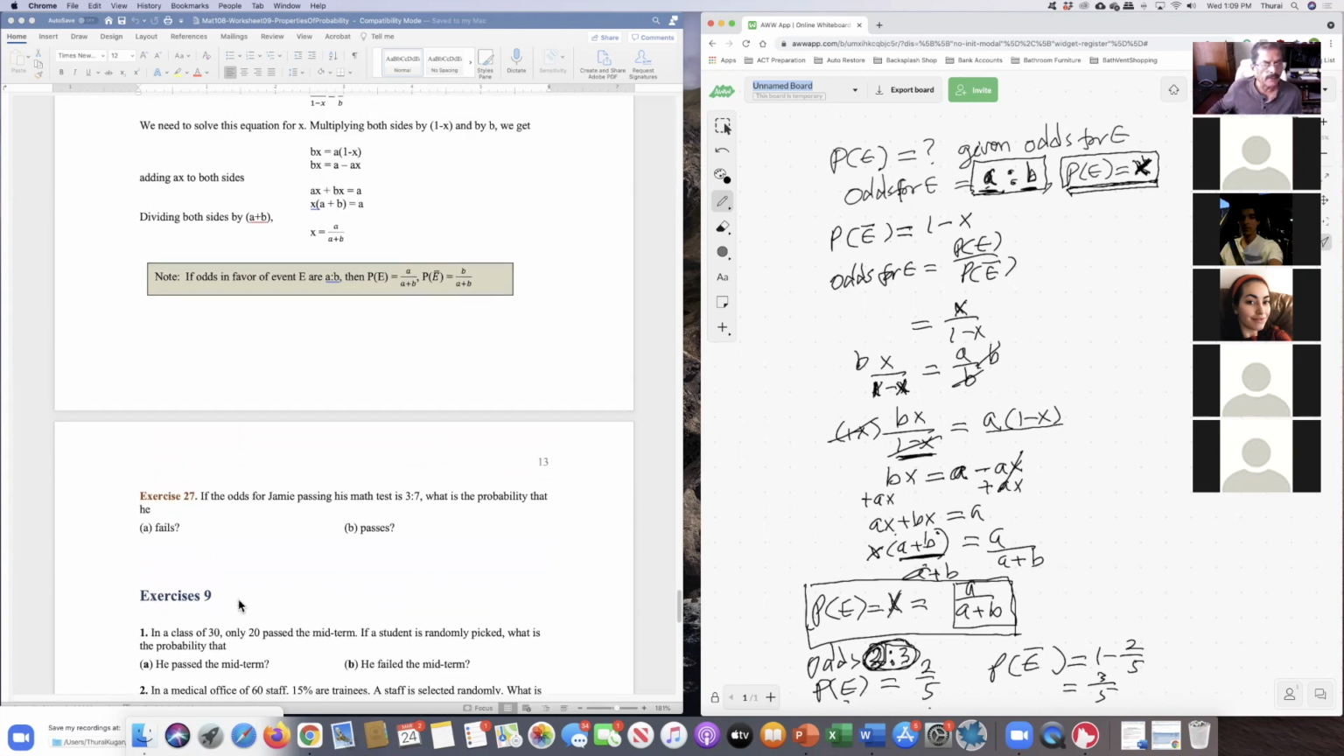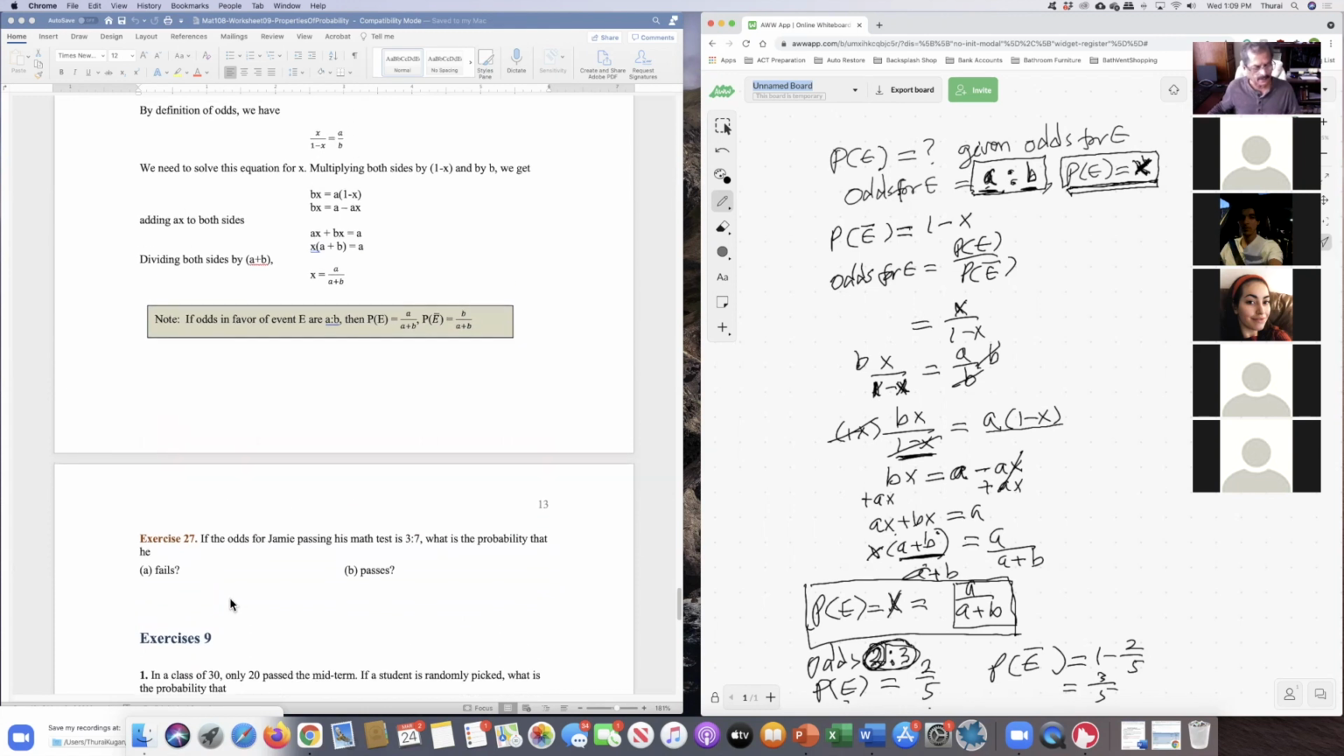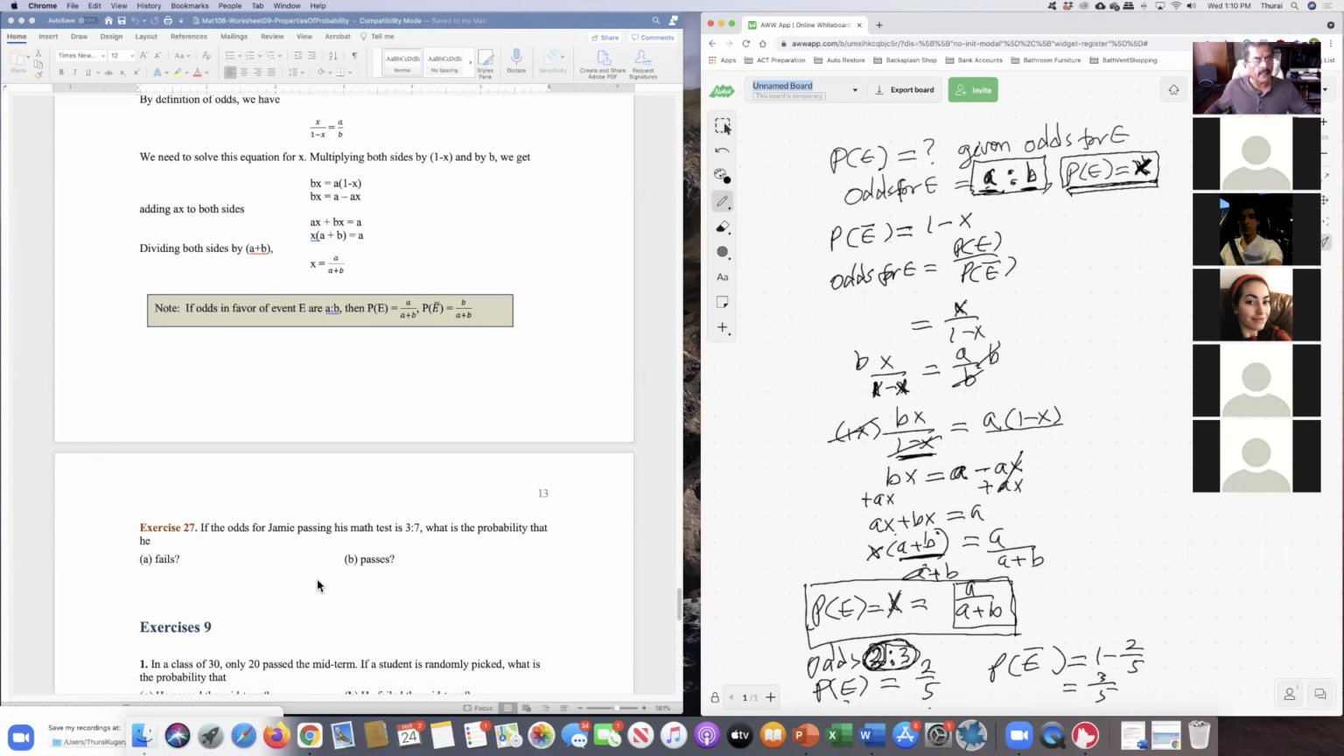Just apply the formula whenever you need to find probability from odds. It's just A over A plus B. But you have to remember, if the odds for E is given as A to B, then probability for the event E happening is A over A plus B. So don't do it the opposite way. You have to have the odds for E to find probability for E, and then you can work out the probability against E from that. All right, so that finishes that.